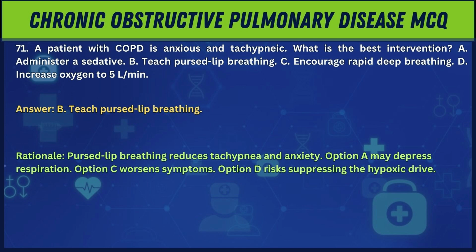71. A patient with COPD is anxious and tachypneic. What is the best intervention? A. Administer a sedative. B. Teach pursed lip breathing. C. Encourage rapid, deep breathing. D. Increase oxygen to 5 liters per minute. Answer: B. Teach pursed lip breathing. Rationale: pursed lip breathing reduces tachypnea and anxiety. Option A may depress respiration. Option C worsens symptoms. Option D risks suppressing the hypoxic drive.